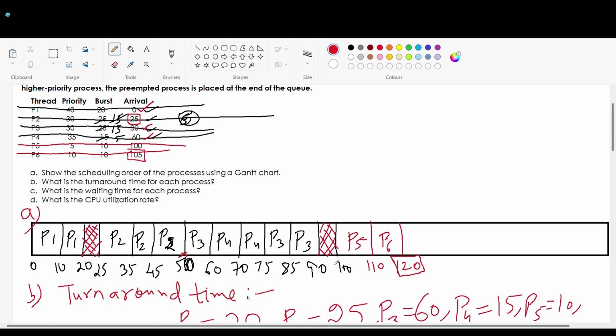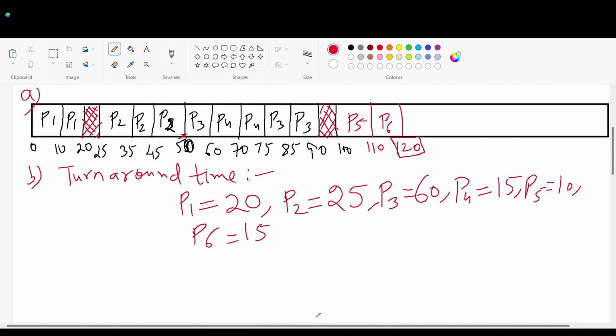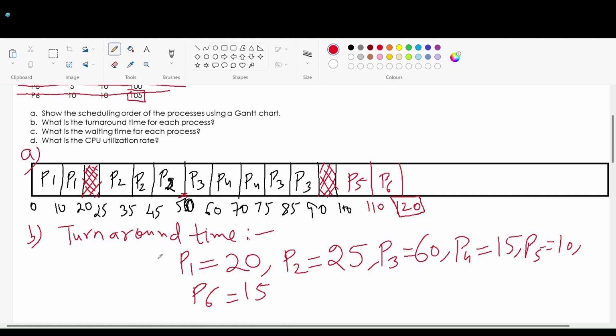From entry to exit. So P6 enters into the system at 105 and exits from the system at 120. So P6 waits 5 milliseconds, and after that starts to execute. Any other question? This one is P6. This one or C or D? No, I will explain.